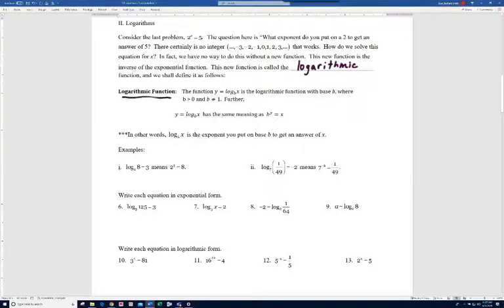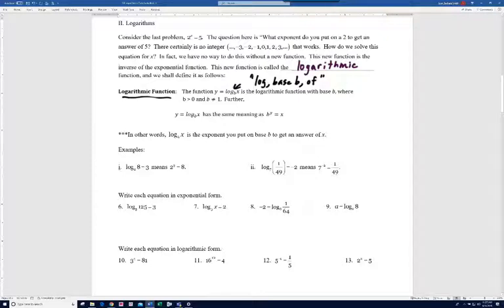So notice our definition here. It says the function y equals log base b of x. So the way we read this is log base b of x, or sometimes people will say log of x base b. All right, so it says this is the logarithmic function with base b, where b is greater than 0. So just like when we were working with exponential functions, our base is greater than 0, it's positive, and it can't be 1. B is not 1.